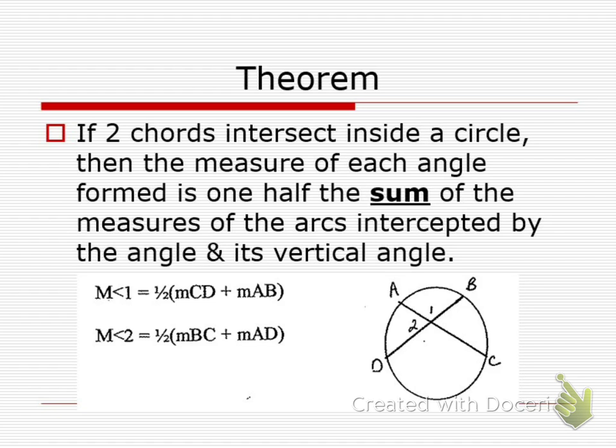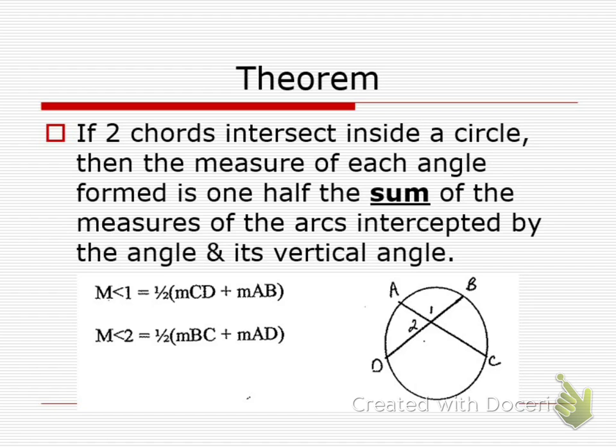The first theorem states if 2 chords intersect inside a circle, then the measure of each angle formed is 1/2 the sum. What does sum mean? Addition, plus 1/2 the sum of the measures of the arcs intercepted by the angle and its vertical angle. Now in words, that sounds a bit confusing, but after you get it copied down, we'll go through the picture and statement part of it down at the bottom. It makes a little bit more sense.